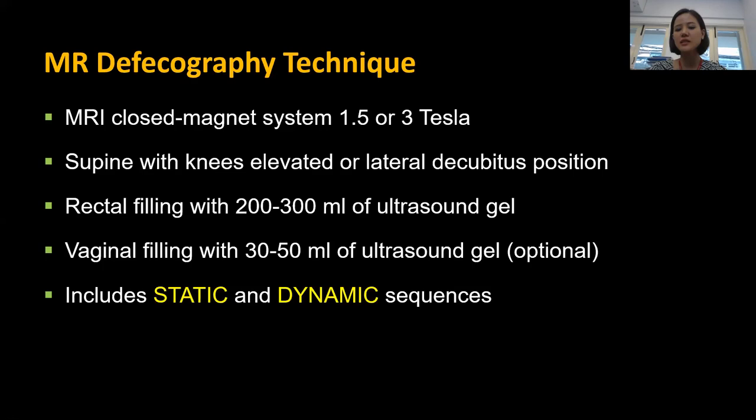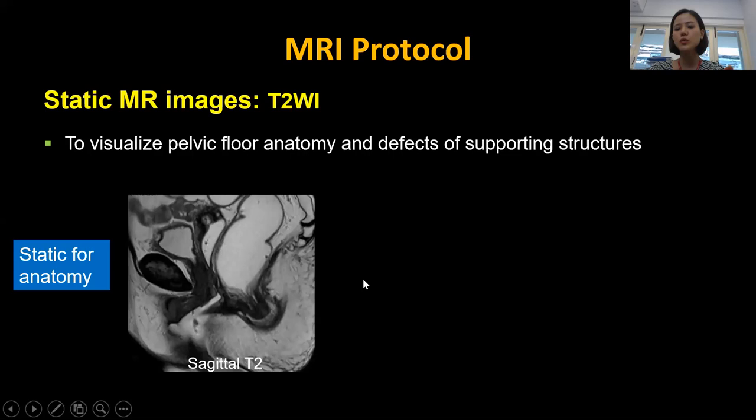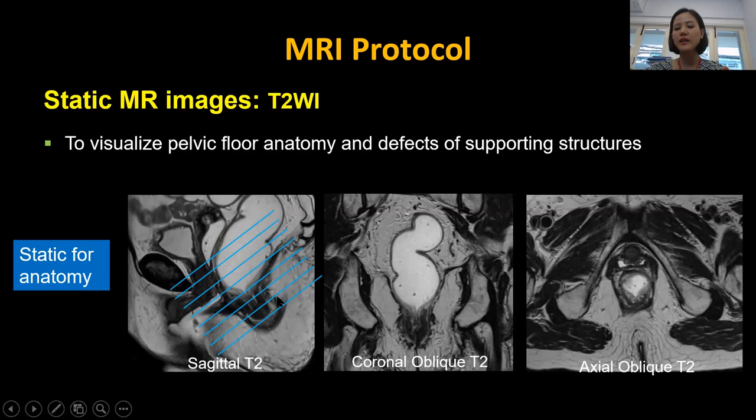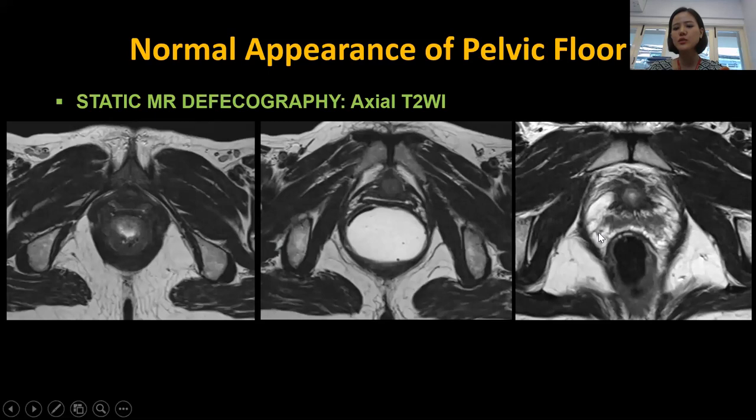For static images, we do T2 weighted images in three planes: sagittal, coronal oblique, and axial oblique planes parallel and perpendicular to the anal canal to evaluate pelvic floor anatomy. We can see that the rectal lumen is distended from rectal gel that is hyperintense on T2 weighted image like water. This is an axial T2 weighted image from superior to inferior.